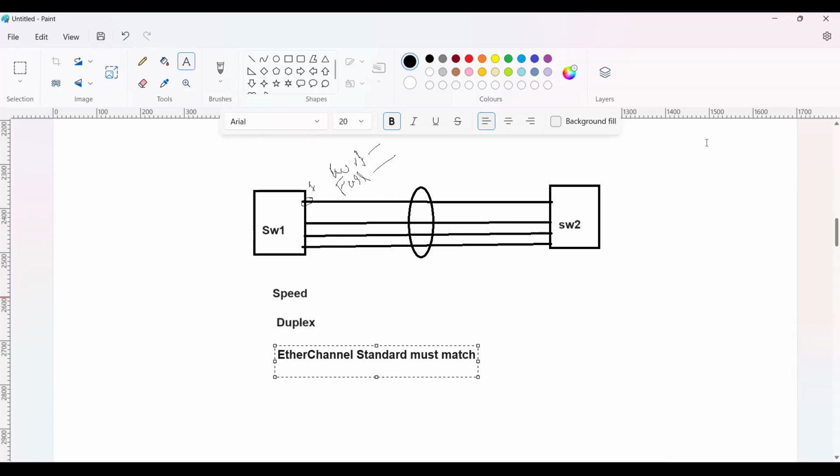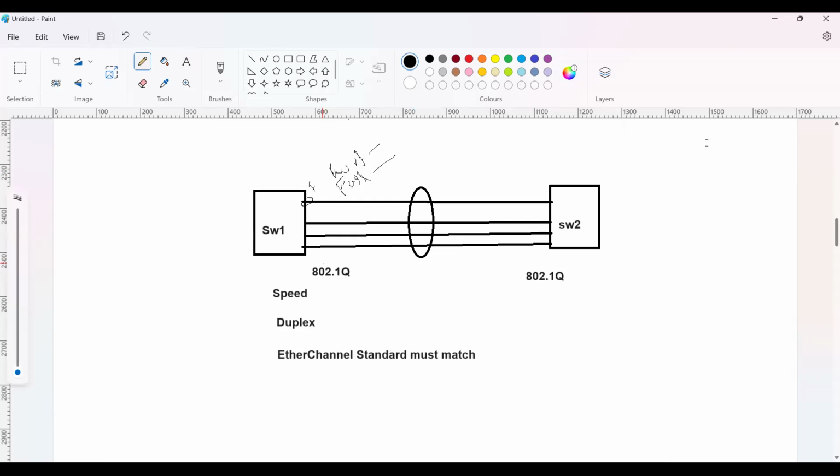And trunk encapsulation. If you are using 802.1Q, then on both ends you have to use the same encapsulation method, 802.1Q. Both ends must match. If you are using ISL on one side, then it won't form.